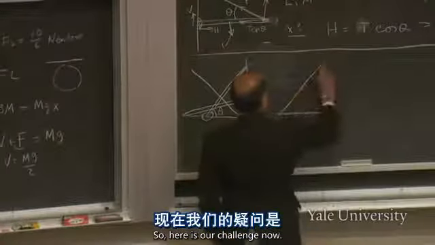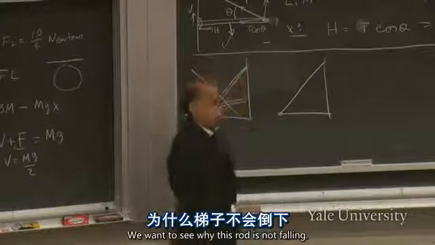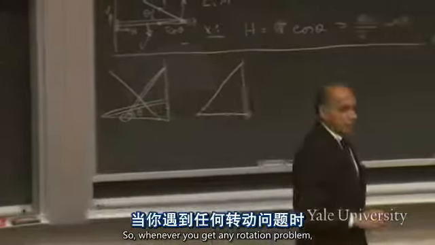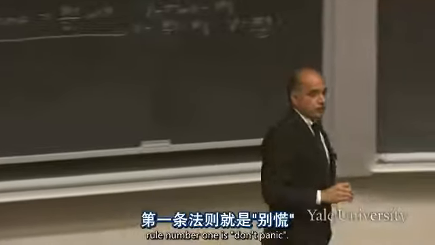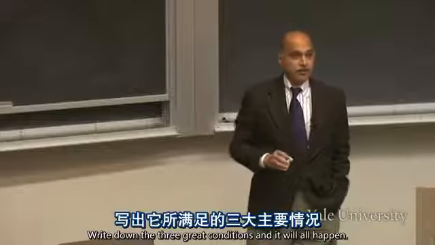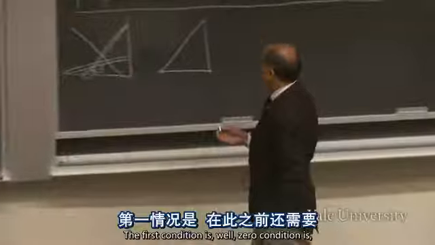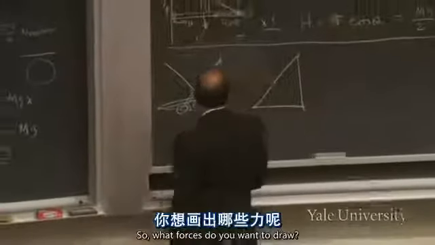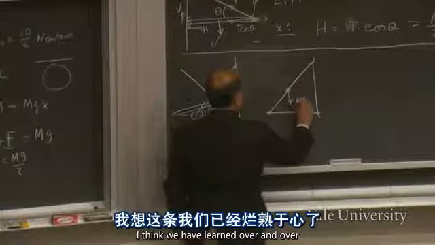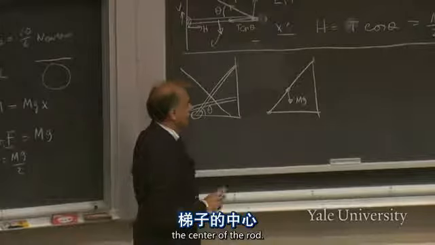So here is our challenge now. We want to see why this rod is not falling. So let's just write down all the equations. Whenever you get any rotation problem, rule number 1 is don't panic. Just write down the 3 great conditions and it'll all happen. The first condition, the 0th condition, is draw all the forces on this guy. So what forces do you want to draw? I think we have learned over and over, mg can be assumed to be acting in the middle of the rod, the center of the rod.